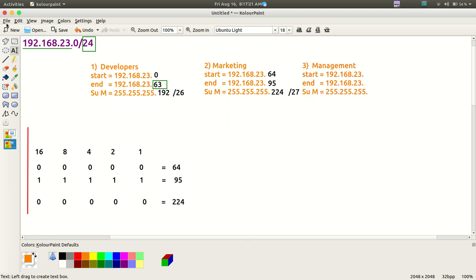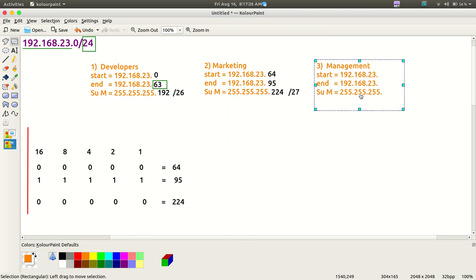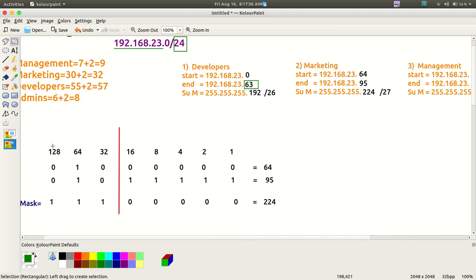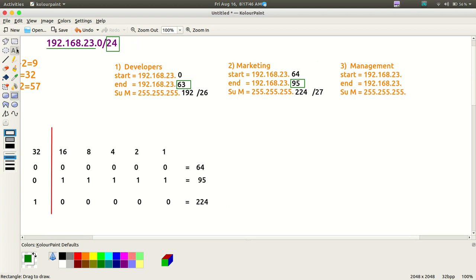Clear? So now we are going to talk about management department. Okay, now in case of our management department, obviously it is going to start with 192, 168, 23. Okay, but remember the previous department that we have ended with has ended on 95. So what it means is management starts on 96. So management is supposed to start on 96. So 192, 168, 23.96, this is supposed to be the start of management department.